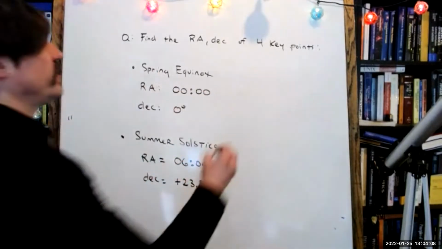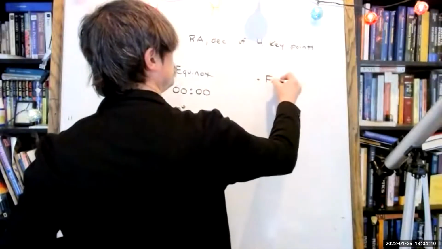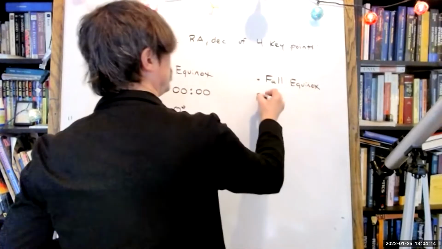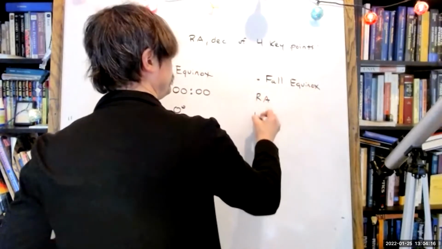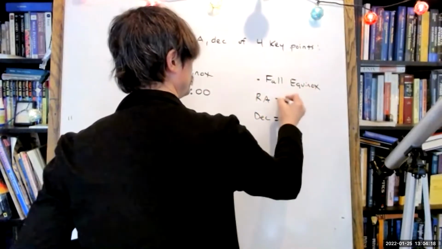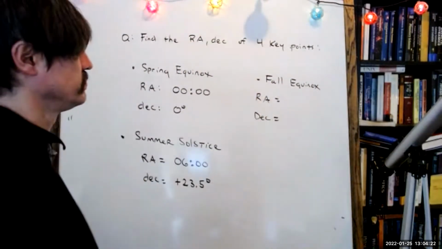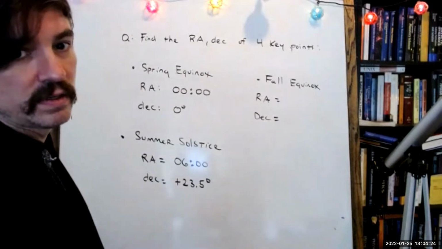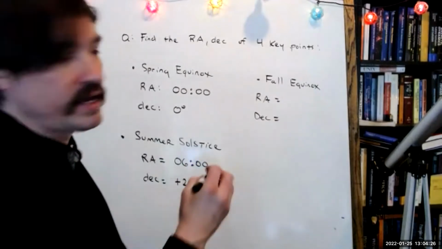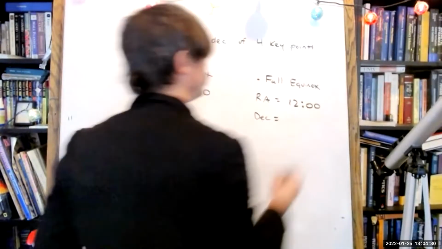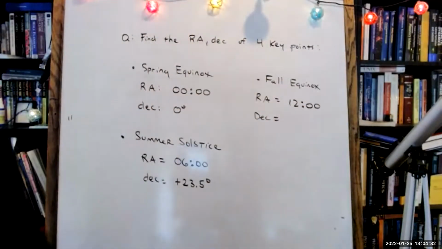Let's try the fall equinox. I need an RA and I need a dec. So if the RA is another quarter turn, it would be 1200 hours. Sorry, that's military time speak. Yep, that's okay. We can do 1200 hours. I like it. 12 hours. How about the declination?